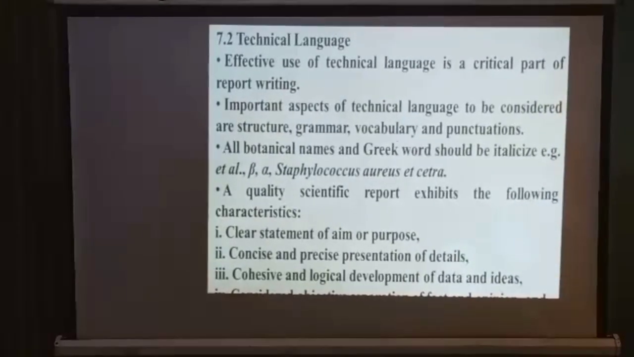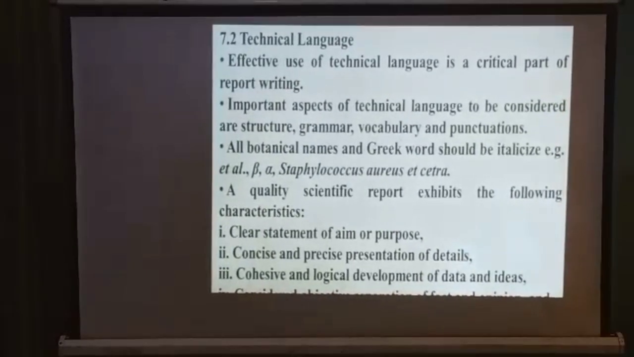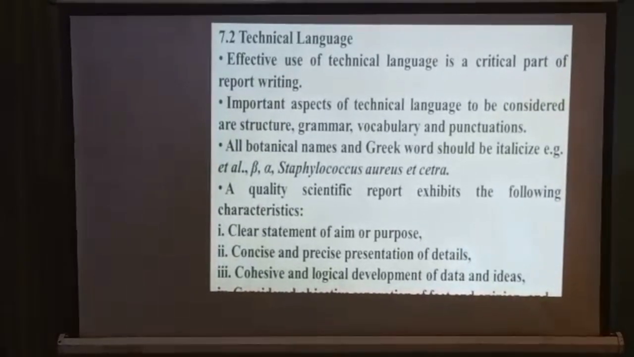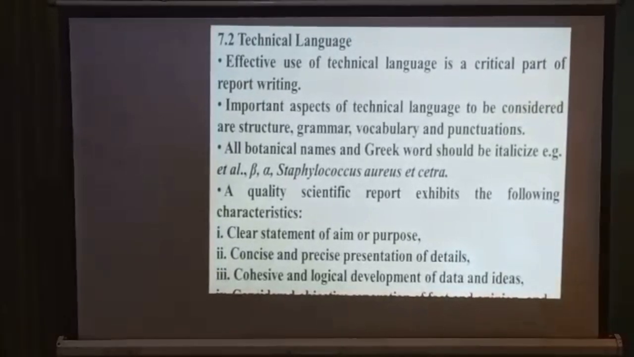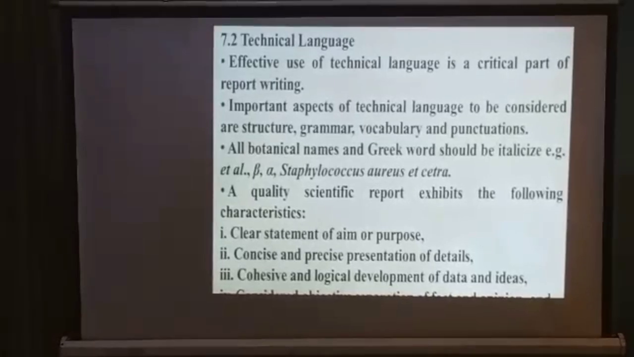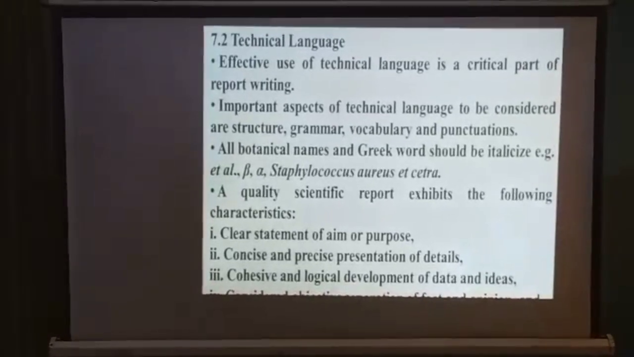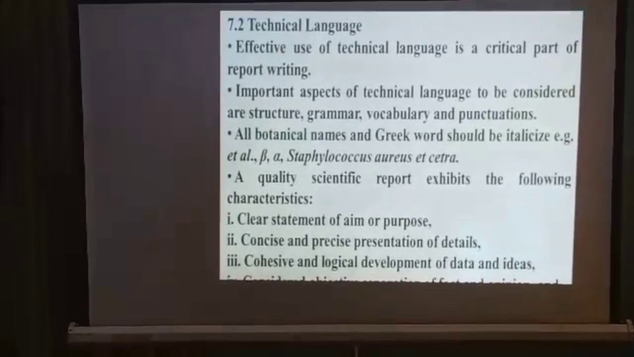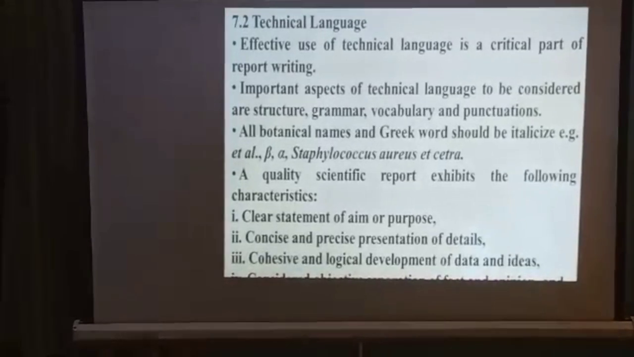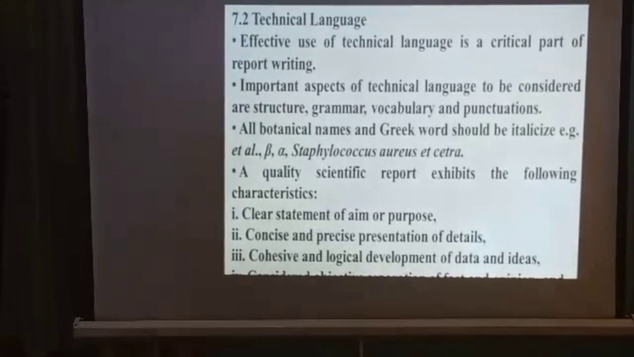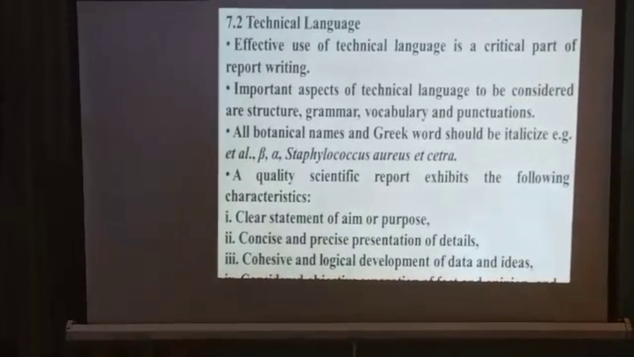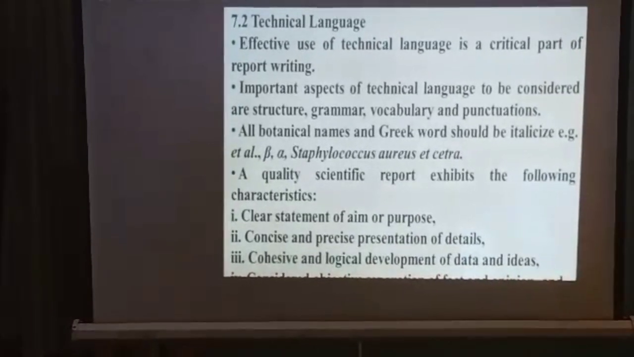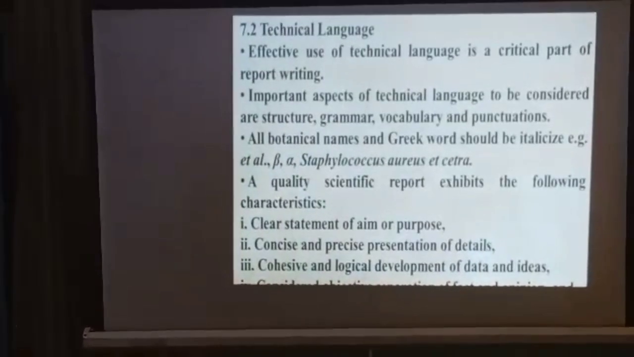Technical language. Effective use of technical language is a critical part of report writing. Important aspects of technical language to be considered are structure, grammar, vocabulary, and punctuation. All botanical names and Greek words used should be what? Italicized. For instance, you are using et al. Et al means what? And others. Beta, alpha, Staphylococcus aureus. So the Staphylococcus should be italicized.